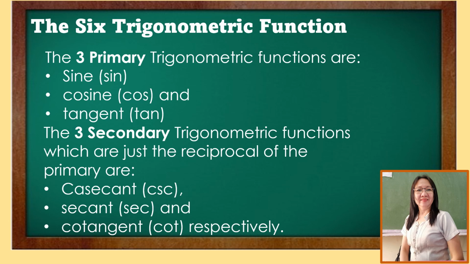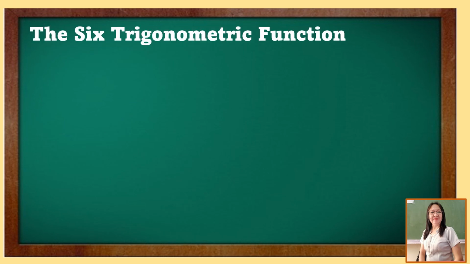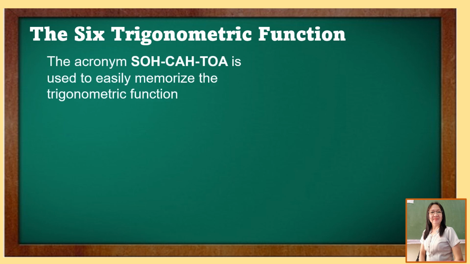So meaning, the reciprocal of sine is the cosecant. The reciprocal of cosine is the secant. And the reciprocal of tangent is the cotangent. Now, let me introduce to you the acronym SOH-CAH-TOA, which is used to easily memorize the trigonometric functions. And I'm going to show you how you will use this.